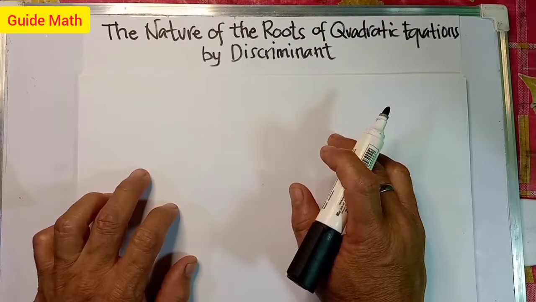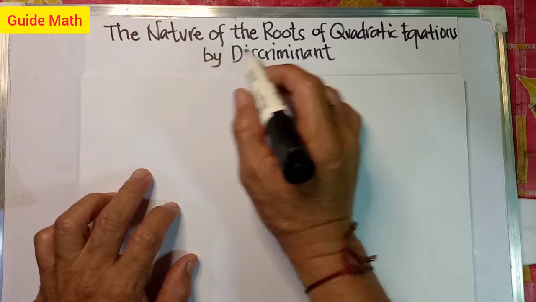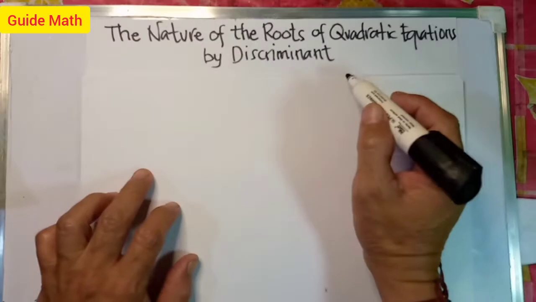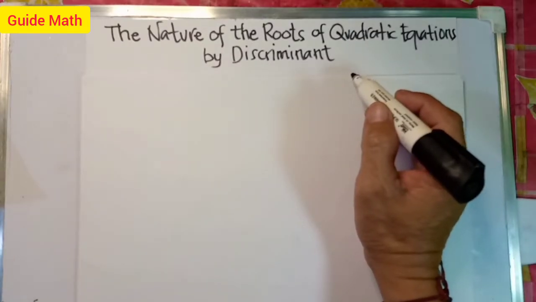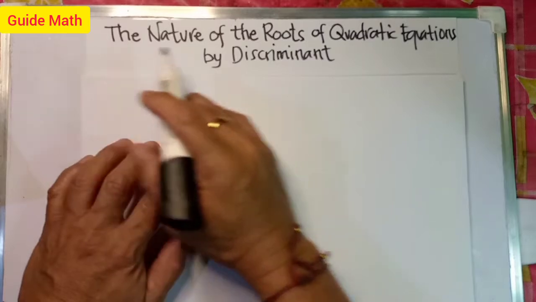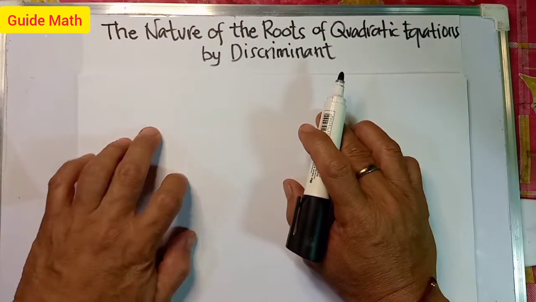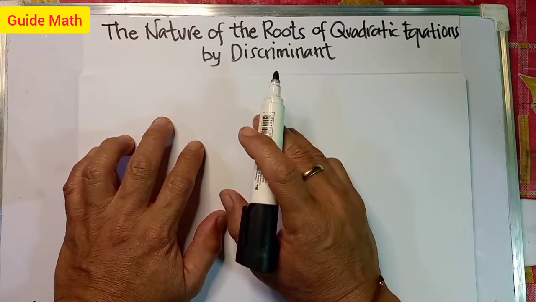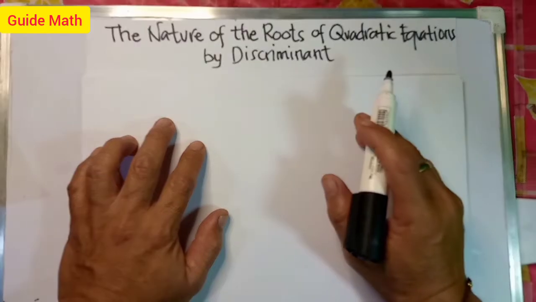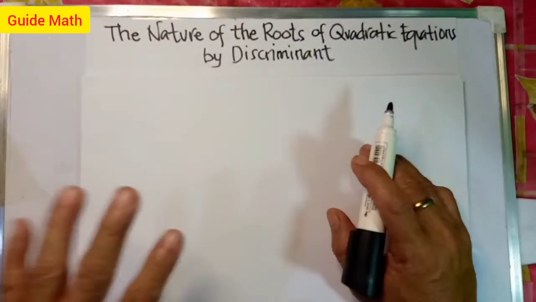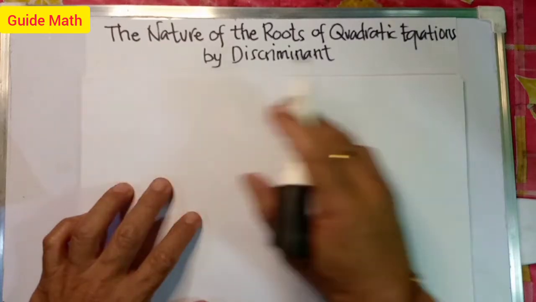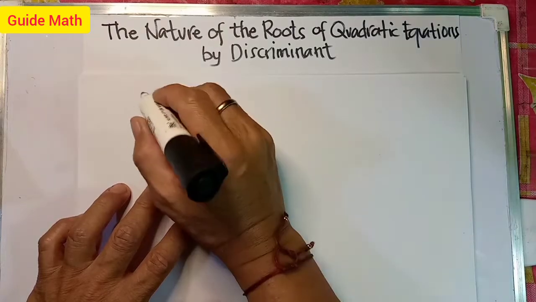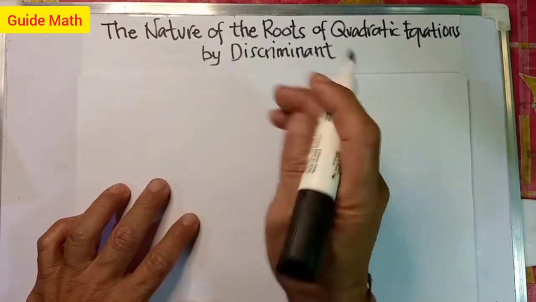Our topic for today is all about the nature of the roots of quadratic equations by discriminant. So, ano ba ang purpose ng discriminant? The discriminant tells us whether there are two solutions, one solution, or no real solutions. The discriminant is part of the quadratic formula. So, I have to show you what the quadratic formula is.